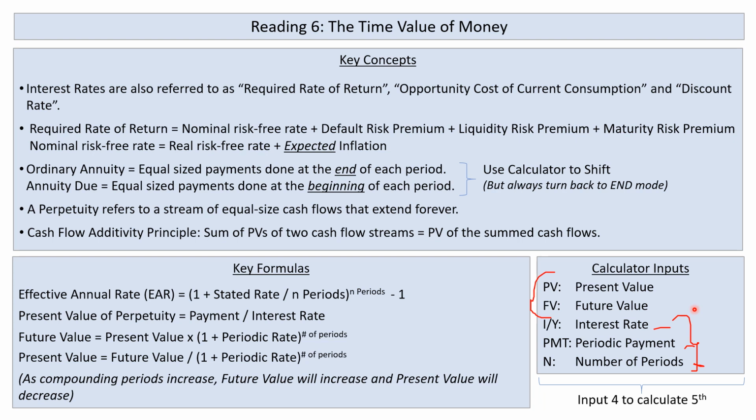Each of these 4 terminologies, interest rates, required rate of return, opportunity cost of current consumption, and discount rate, are made up of different components. These components are the nominal risk-free rate, the default risk premium, liquidity risk premium, and the maturity risk premium. Let's look in depth at each of these 4 components.